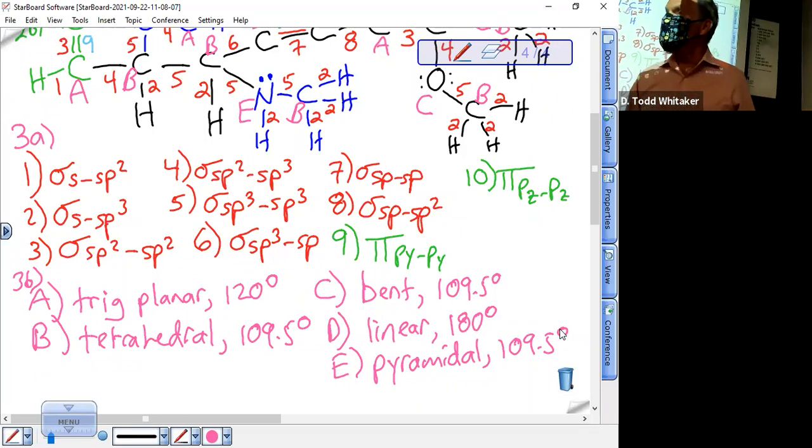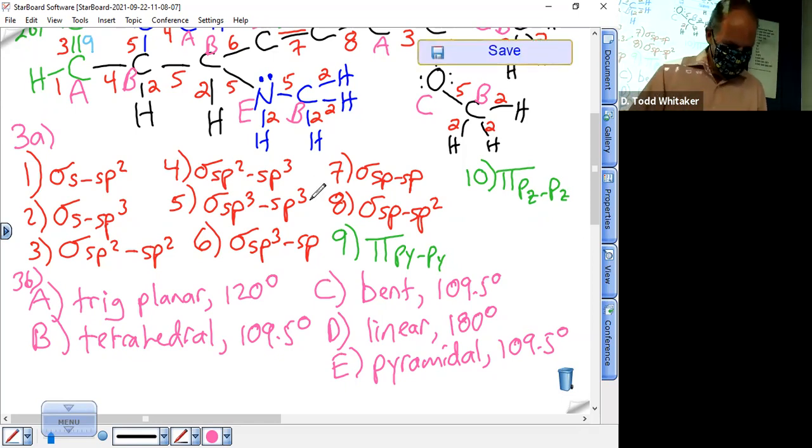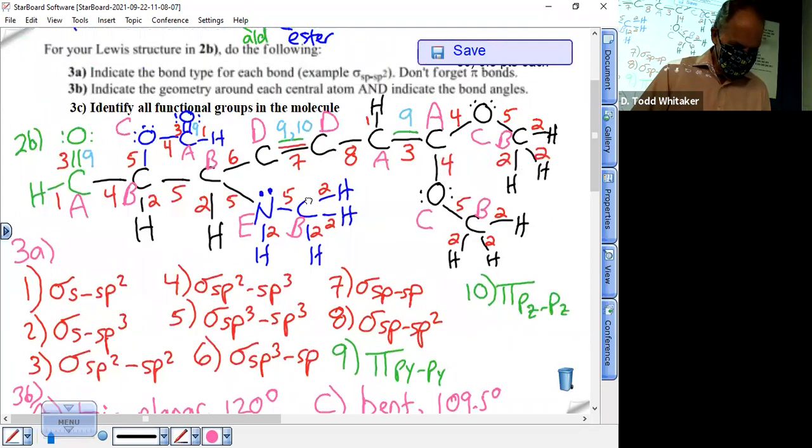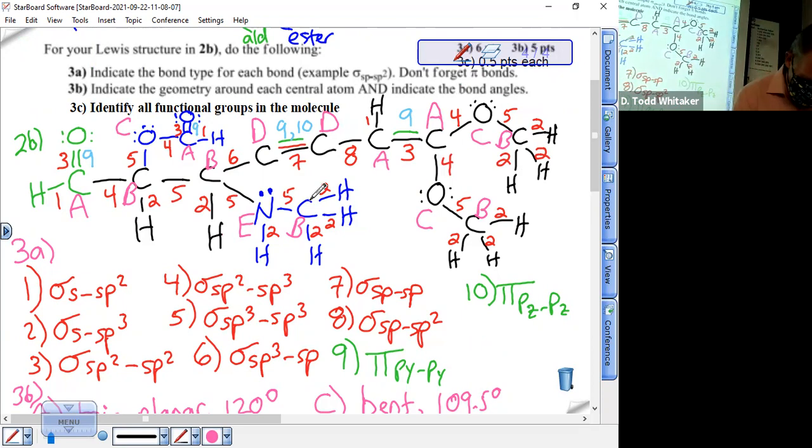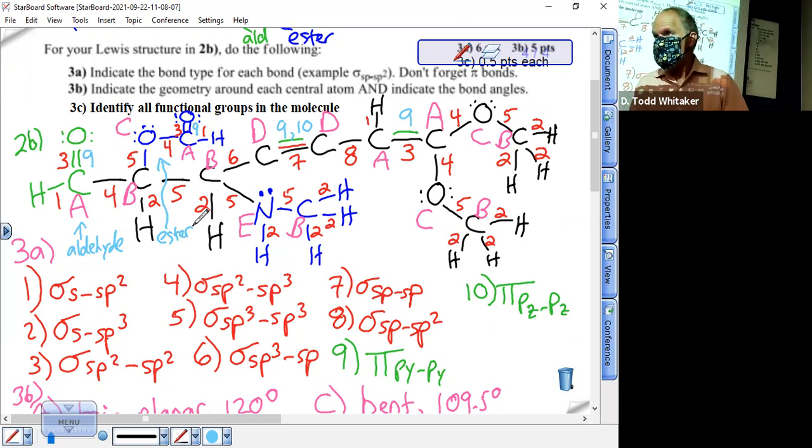We have to do our functional groups. And I think we'll just do it in baby blue. And that's an aldehyde as discussed earlier, right? And up here is an ester. You could say carboxylic ester, but you don't have to. You can say just ester.